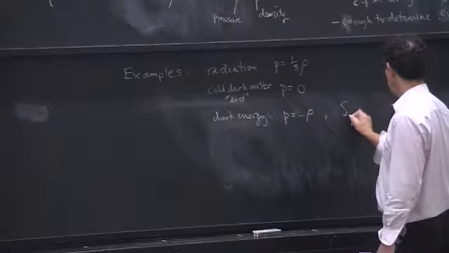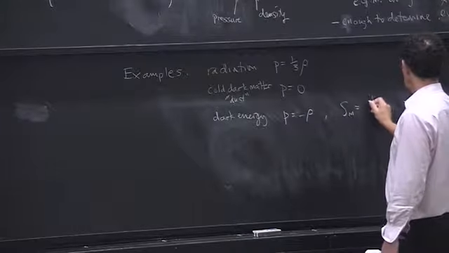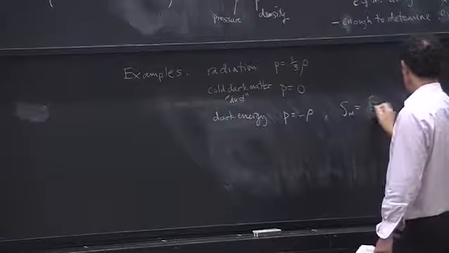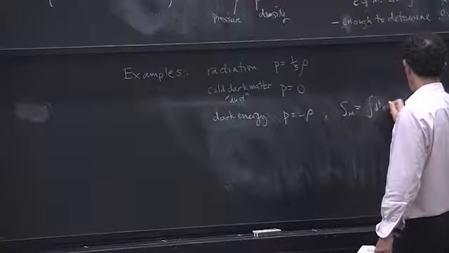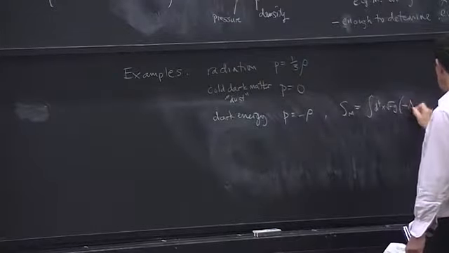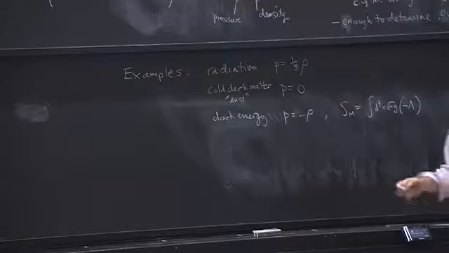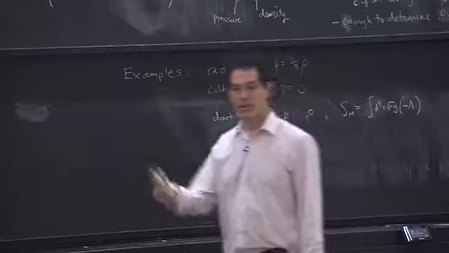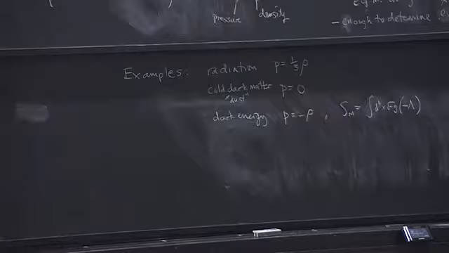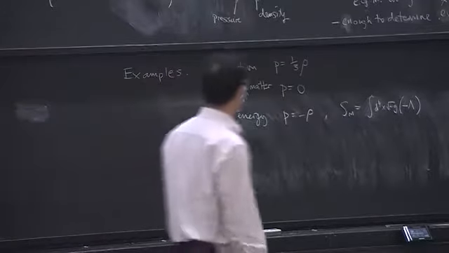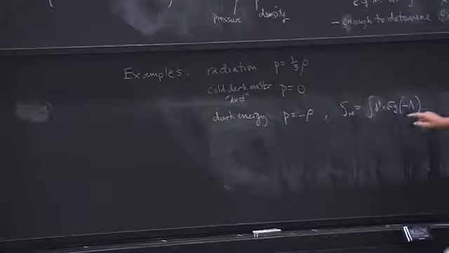Start off from the matter action. It's 1 over, I think I already told you this, the integral d^4x root minus g, minus Λ. Because it's a potential energy, so it's negative if Λ is positive, as seems to be the case in our universe. So just add a constant to the Lagrangian, and that's dark energy.